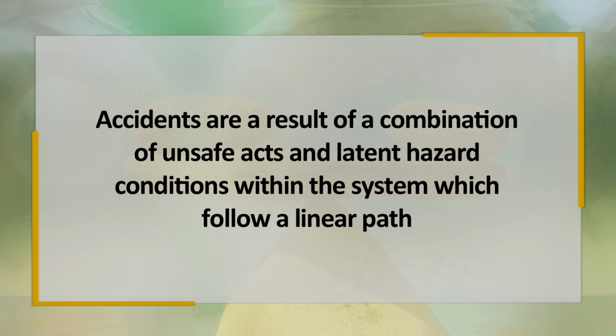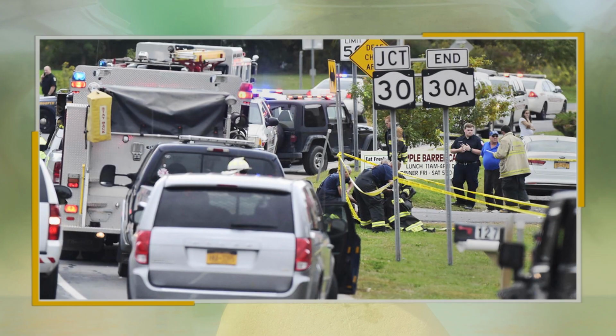sequence. Complex linear models are based on the presumption that accidents are a result of a combination of unsafe acts and latent hazard conditions within the system which follow a linear path. The factors farthest away from the accident are attributed to actions of the organization or environment, and factors at the sharp end being where humans ultimately interact closest to the accident. The resultant assumption being that accidents could be prevented by focusing on strengthening barriers and defenses.